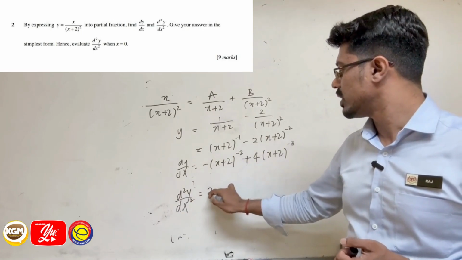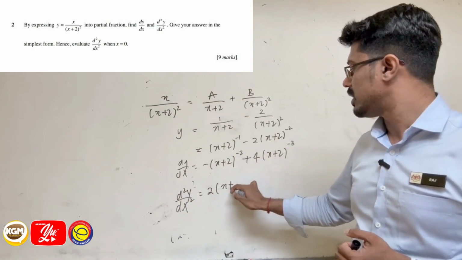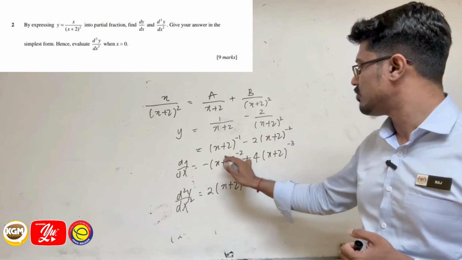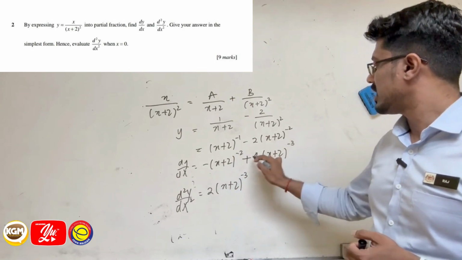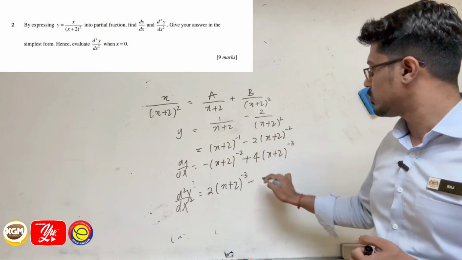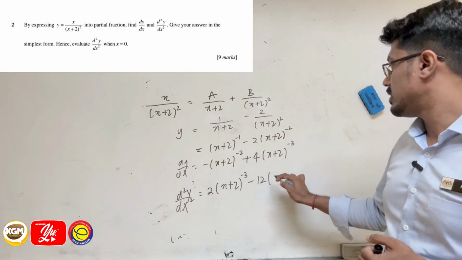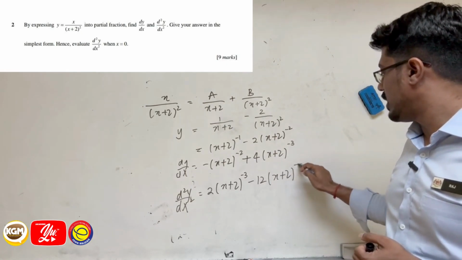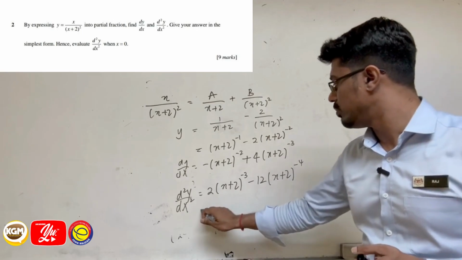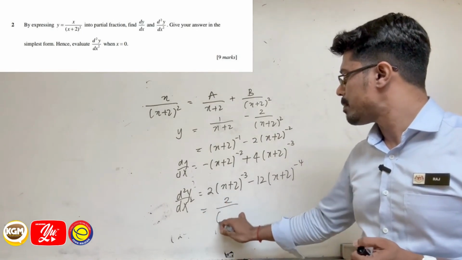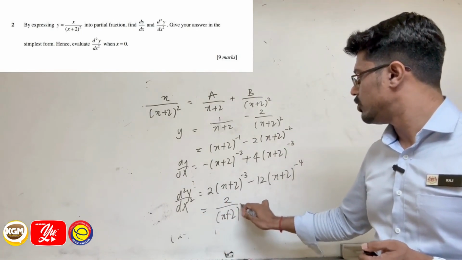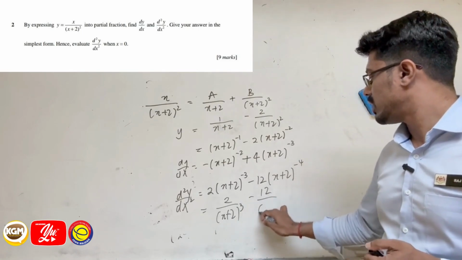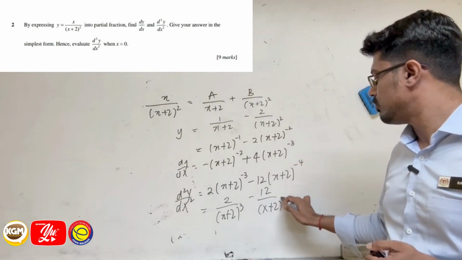Negative, negative, going to get positive. (x plus 2) power negative 3. Differentiate inside, still going to be 1. Negative, positive, going to be negative. And then what we're going to get? Copy, and then power negative 4, differentiate inside is going to be 1. So now I tidy up. Then power 3 minus 12, over (x plus 2) power 4.